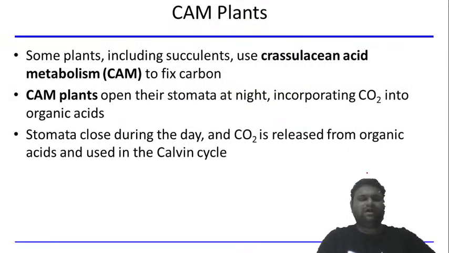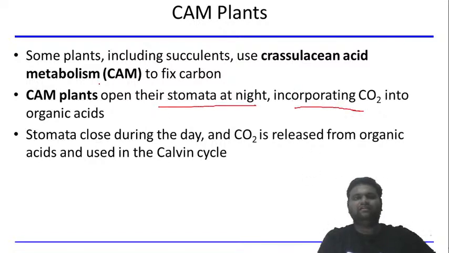Then there are CAM plants, which use crassulacean acid metabolism to fix carbon. CAM plants open their stomata at night, incorporating CO2 into organic acids. Stomata close during the day, and CO2 is released from organic acid and used in the Calvin cycle.